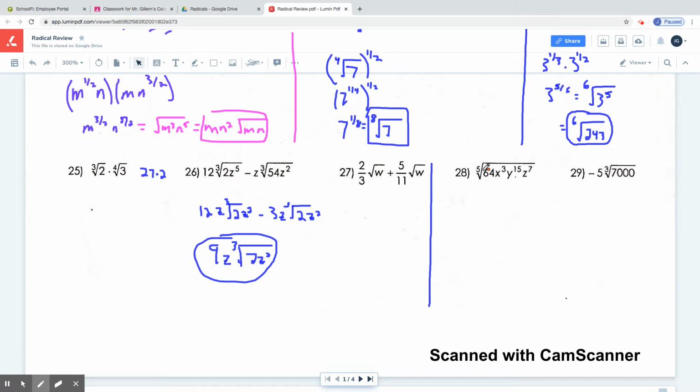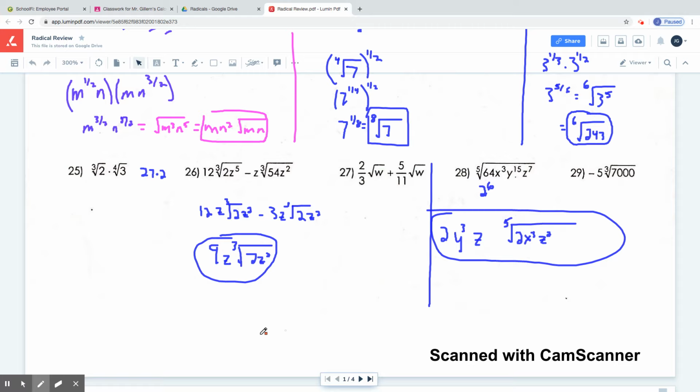All right, 28. 5th root of 64. All right, 64 is 2 to what power? It's 2 to the 6th. So that means I can take out a 2 and have 1 left over. x cubed, 5 doesn't go into that, so all the x's stay in, nothing gets to come out. 5 goes into 15 3 times with nothing left over. 5 goes into 7 one time with 2 left over, and there's your answer: 2y cubed z, 5th root of 2x cubed z squared.